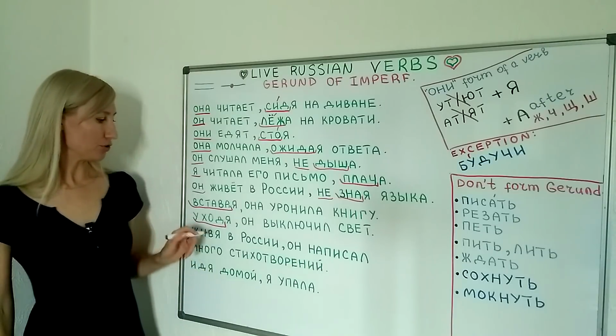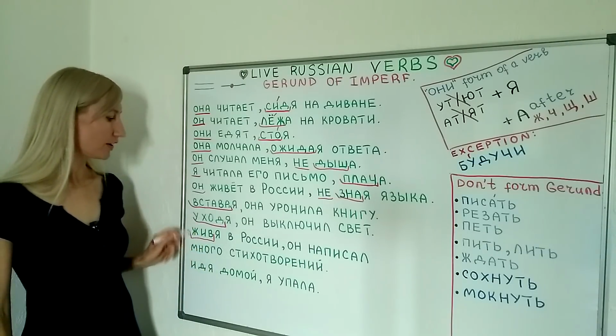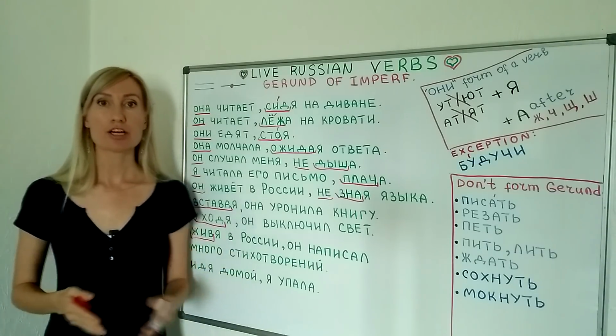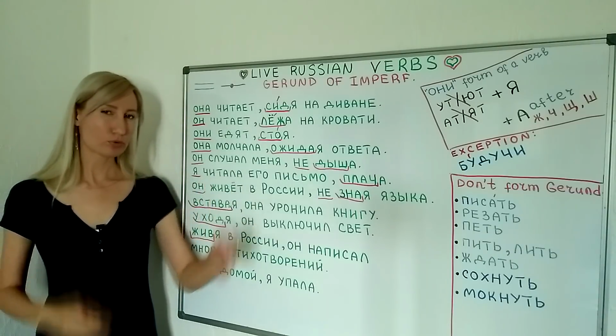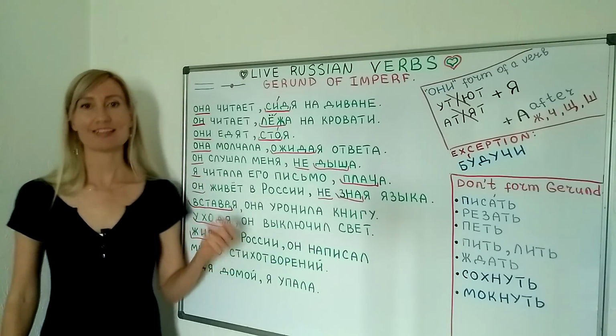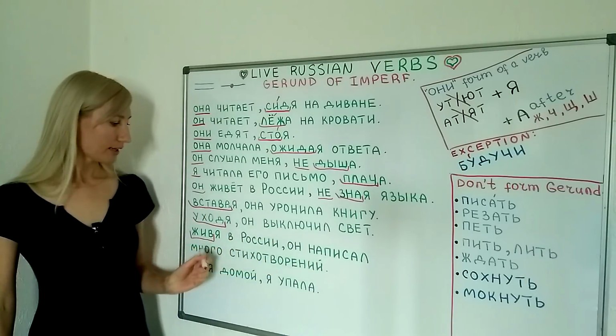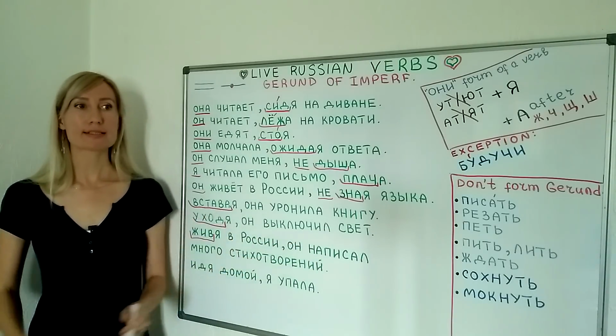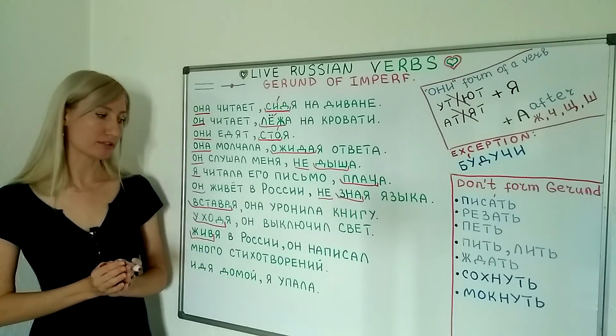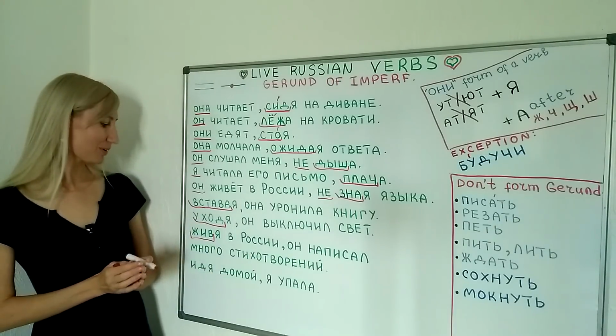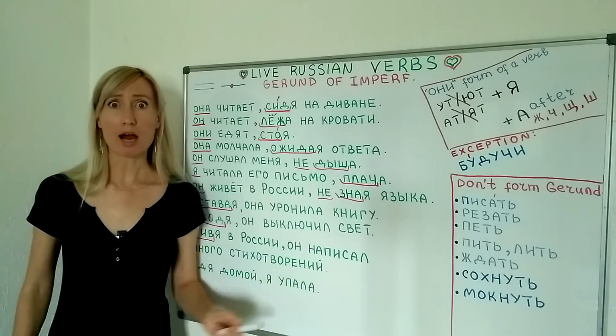Живя в России, он написал много стихотворений. Живя в России, you may guess that живя is our gerund. Они живут, we remove ут, живя, while living in Russia. While living in Russia, he wrote a lot of poems. Стихотворения means poems.